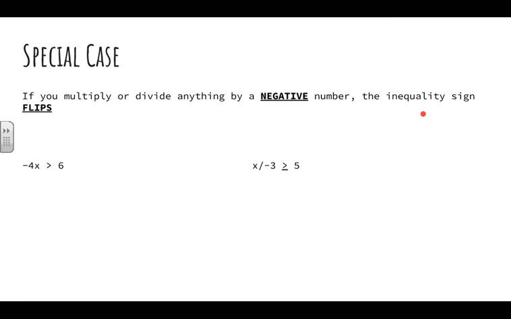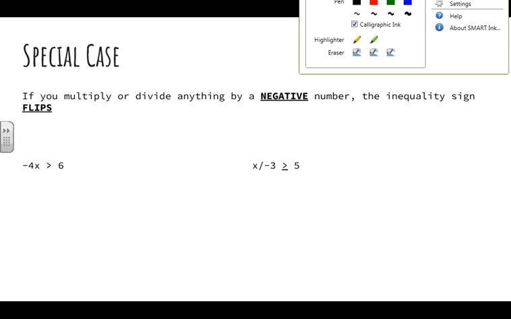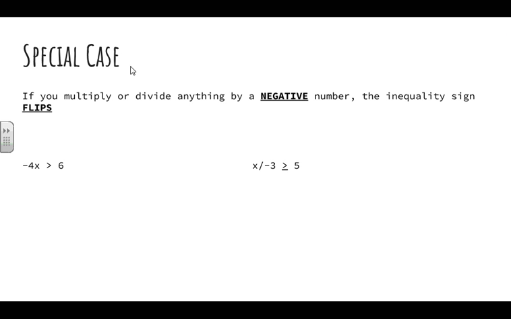So there is a special case when it comes to multiplication or division. And that is that if you multiply or divide by a negative number, the inequality sign will flip. So here we have negative 4x is greater than 6. So we have to divide by negative 4.